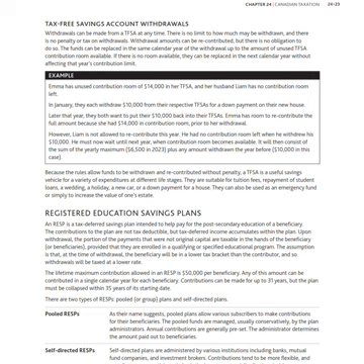Example: Emma has unused contribution room of $14,000 in her TFSA, and her husband Liam has no contribution room left. In January, they each withdraw $10,000 from their respective TFSA for a down payment on their new house. Later that year, they both want to put their $10,000 back into their TFSA. Emma has room to recontribute the full amount because she had $14,000 in contribution room prior to her withdrawal. However, Liam is not allowed to recontribute this year.